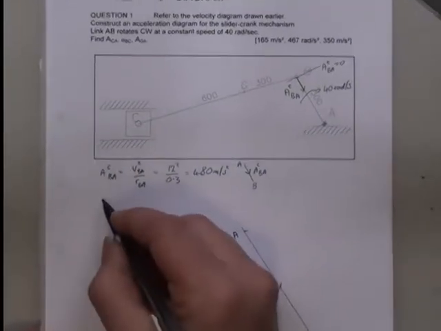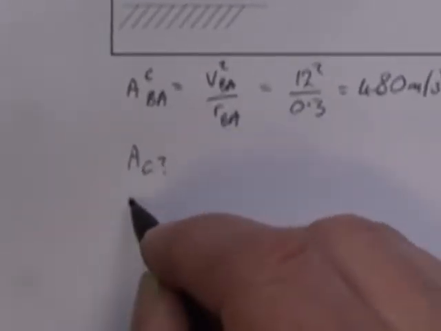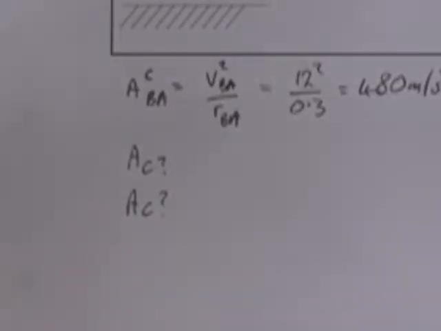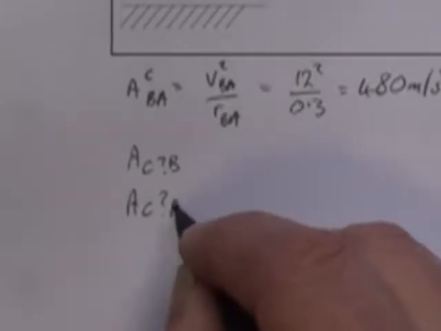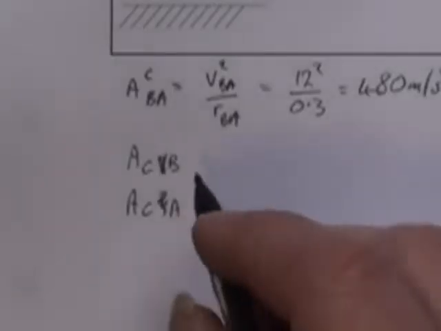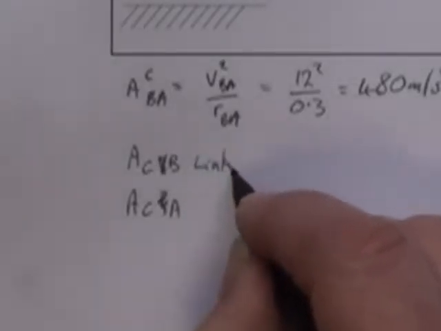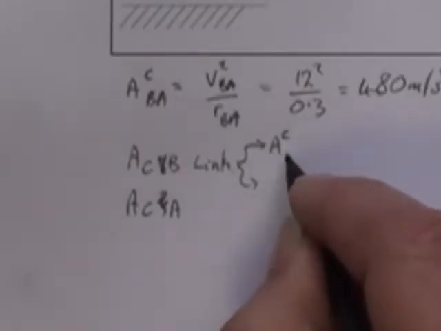Okay, next point I need to find is point C. I need the acceleration of C relative to something and the acceleration of C relative to something else. As per last time, C is joined to B, and C is also constrained by A. So there is a CB and a CA part that I'm looking for. CB is a link, therefore it will have two parts, AC and AT.